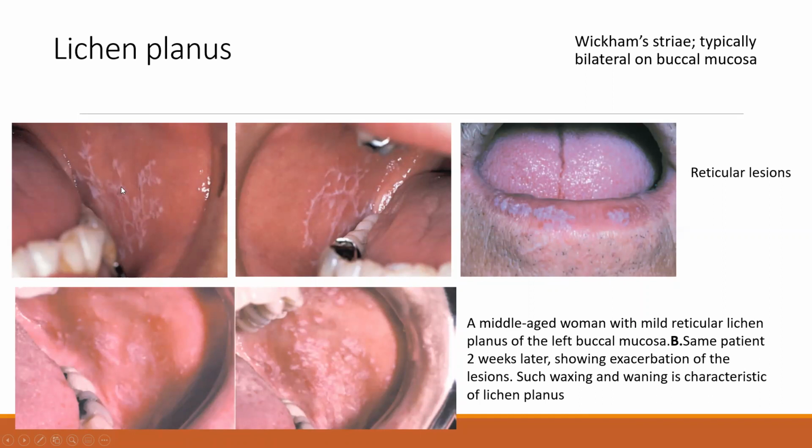For example, this white line intersects this white line at right angles. So it forms a lace-like pattern. All these are called Wickham's striae. This is a characteristic feature of lichen planus.